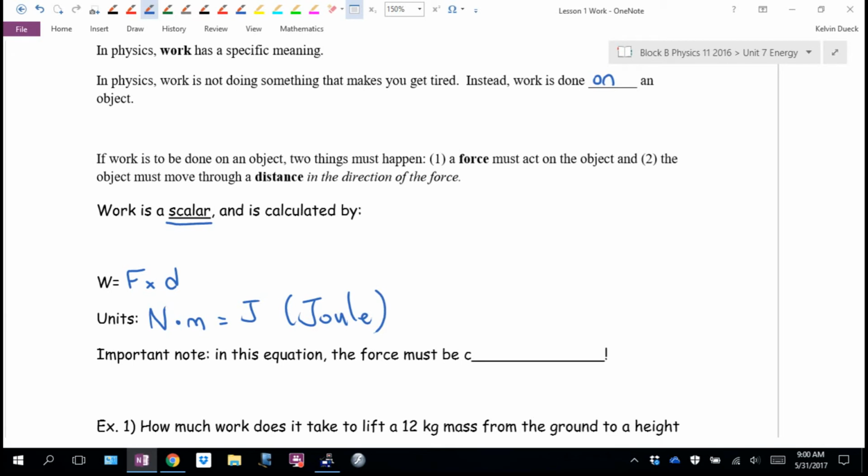Okay? This equation only works if the force is constant. If you're going to have a changing force, we're going to have to come up with something else. But we're going to start out here by defining work as applying a force and moving an object a distance. You've done work on that object.